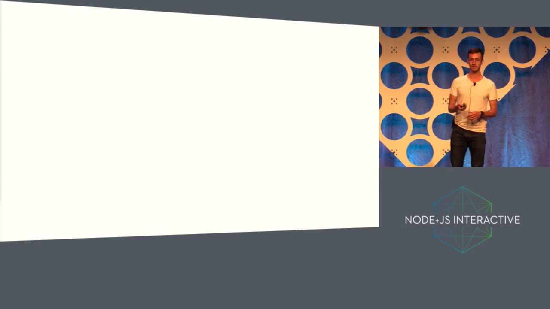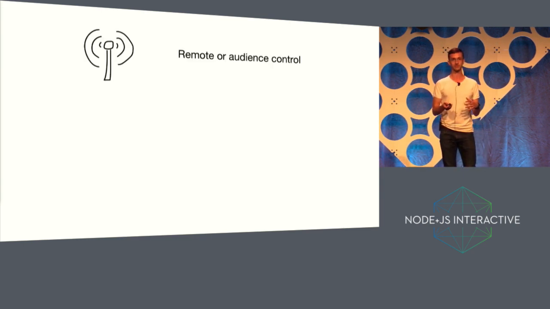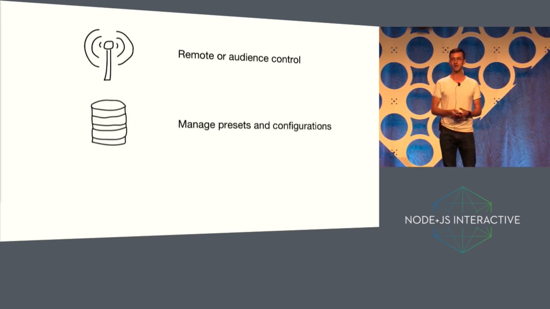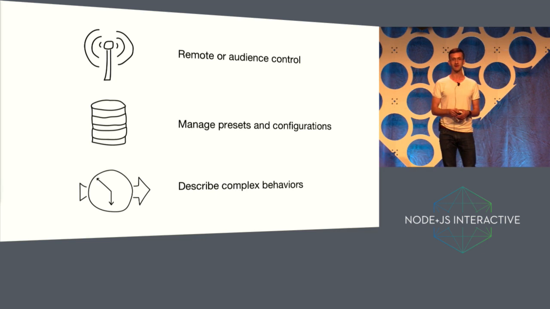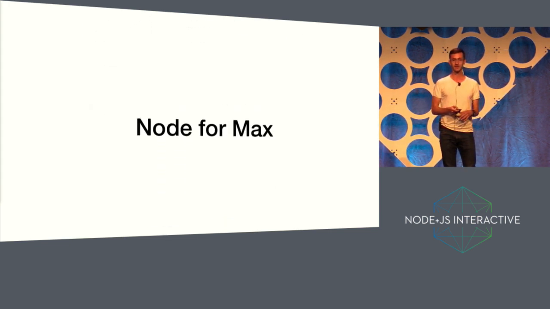For example, networking support could make it possible for the artist to control the installation remotely or for users maybe to interact using their smartphone. Better control of data would make it possible to maybe manage presets or different configurations. And finally, the event-driven JavaScript runtime could be really useful for managing the complex interaction among all the microcontrollers and sensors involved. So that's Node for Max, but I just want to close by saying that it's also maybe possible to think of it as Max for Node.